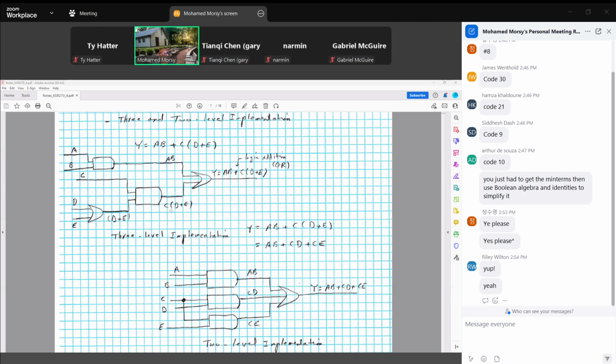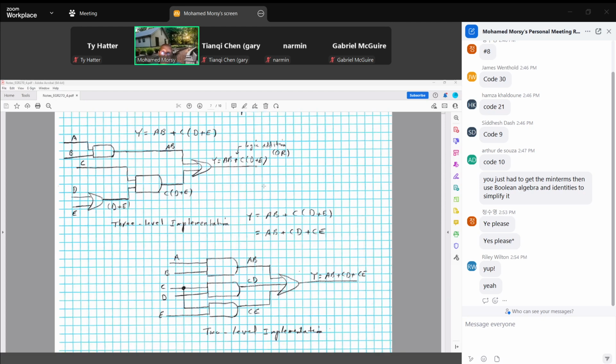And the same thing for the other input. The other input for the OR gate is C multiplied by D plus E. So this is multiplication of C and D plus E, the output of an AND gate. This AND gate has one input C, the other input D plus E. This D plus E input is the output of an OR gate because you have logic addition here. So an OR gate with two inputs, D and E. Is this clear for everyone?